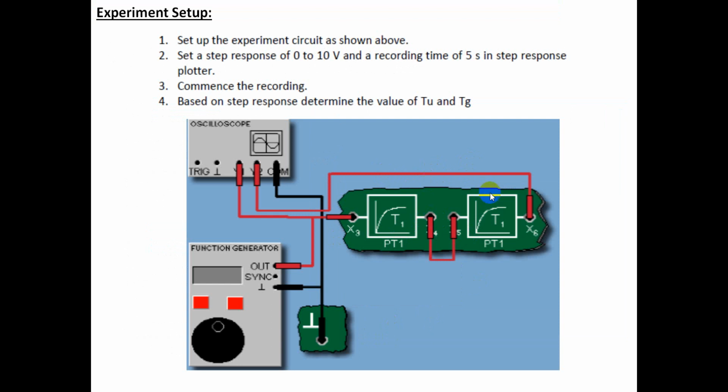Since we are going to use a PT2 element, we are going to connect two PT1 elements together, and we connect them with the function generator. The output of the second PT1 element is connected to the Y2 channel, meaning this is the output, and Y1 is my input on the oscilloscope. We will again open the step response plotter, change the value from 0 to 10 volt, and record it for 5 seconds.